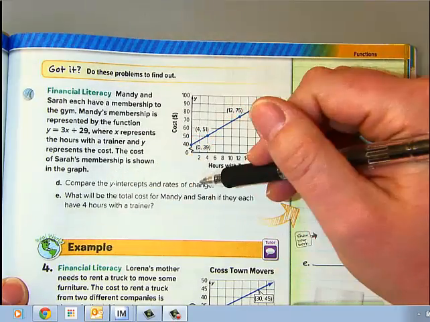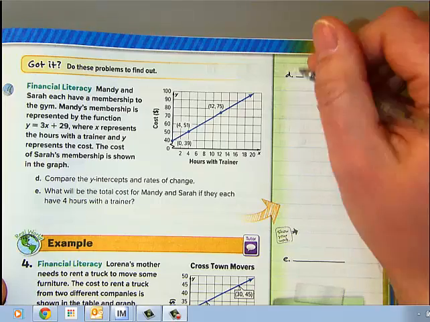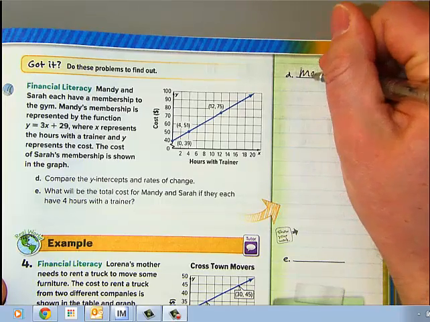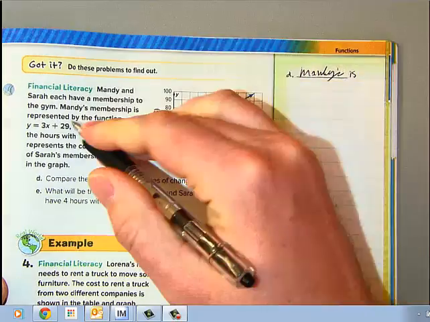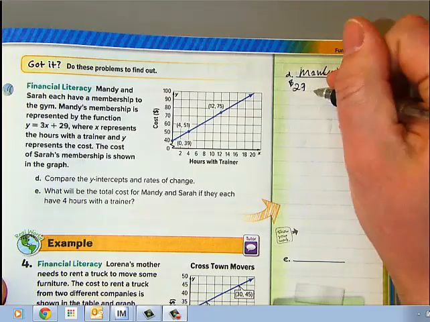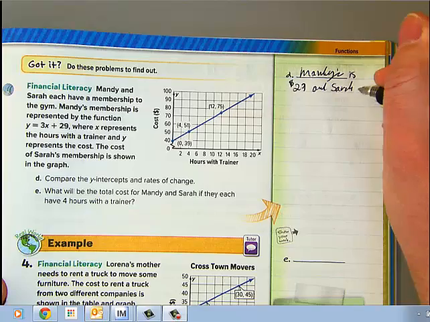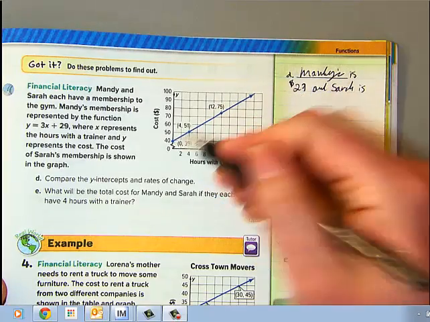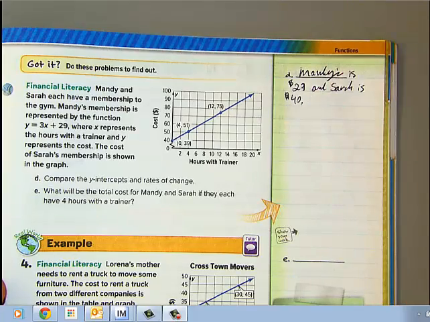Compare the y-intercepts. So for part D here, it says compare the y-intercepts. You would say Mandy's is $29 because that's her startup, and Sarah's, if we look at the graph, starts right at 40. So we know Sarah's is much more expensive just to join.